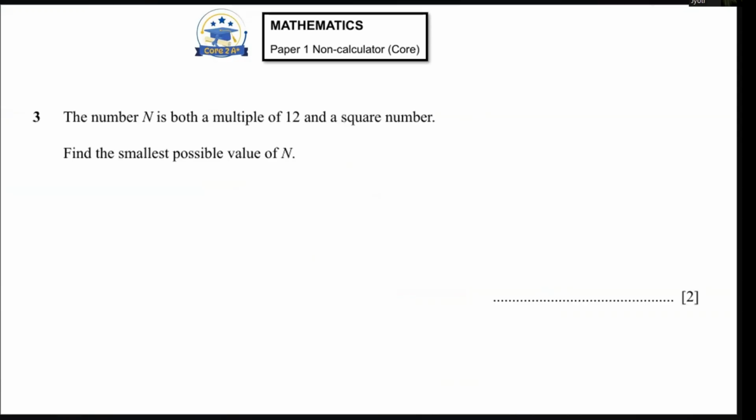Question number 3. The number n is both a multiple of 12 and a square number. So n is a multiple of 12, but it is also a square number. 12 is given, so 12 is definitely inside n. So first, n equals 12. This is what is given, right?